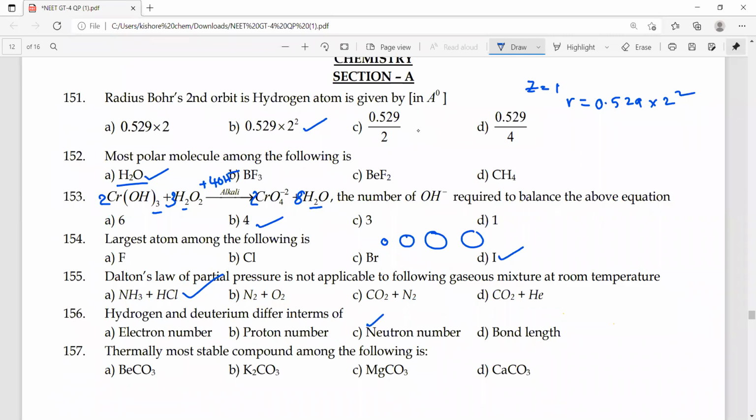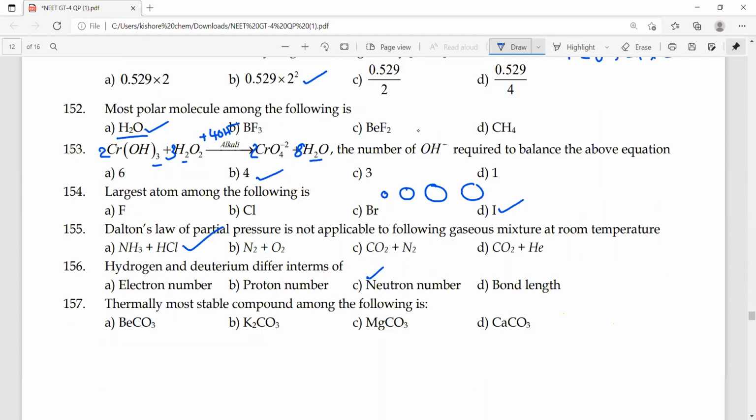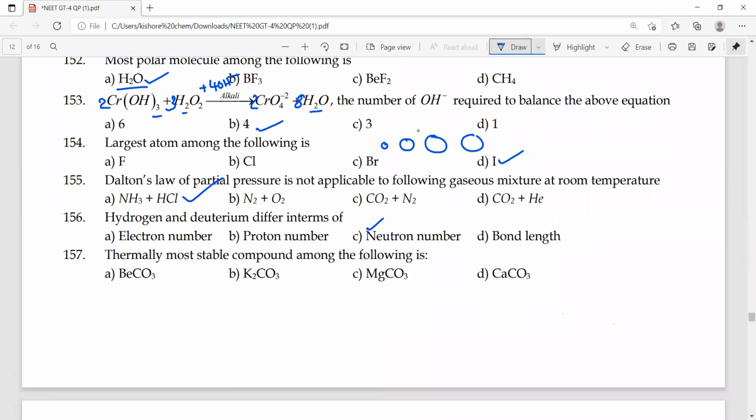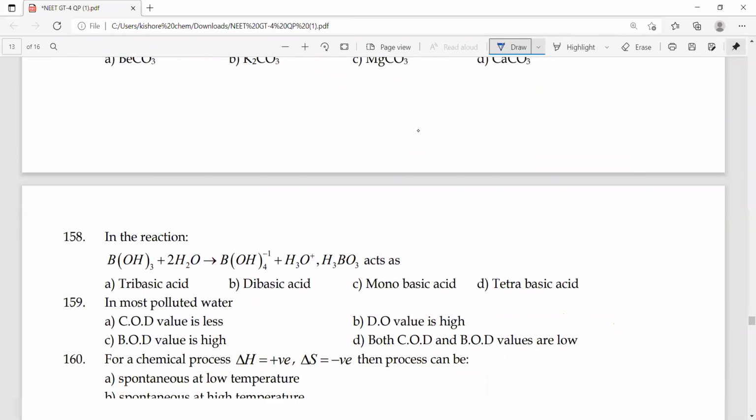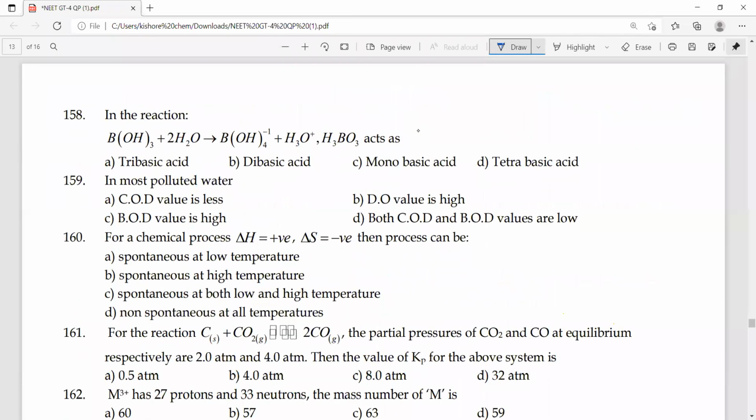Next one, thermally most stable compound. First A group compounds are most stable. In this, the first A group compound is only K2CO3. In first A group compounds, one is less stable, that is lithium carbonate. See question 158. By this series, already we know that it is a monobasic acid.